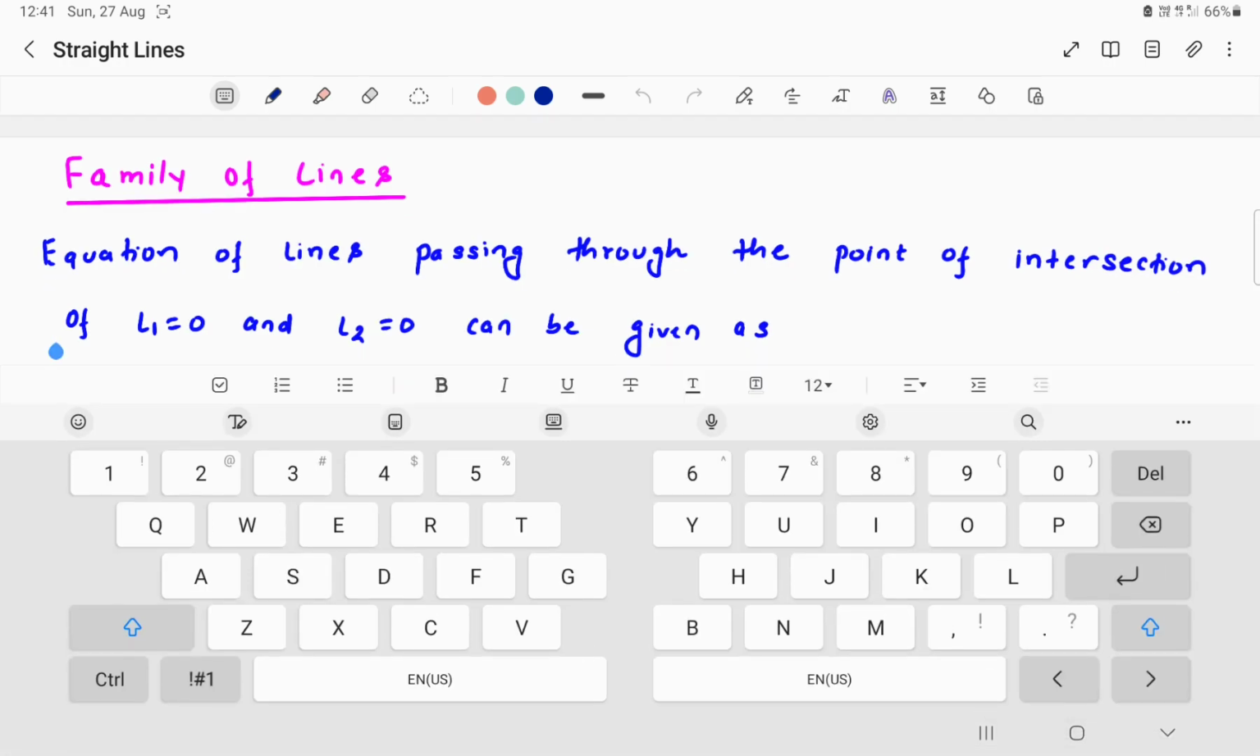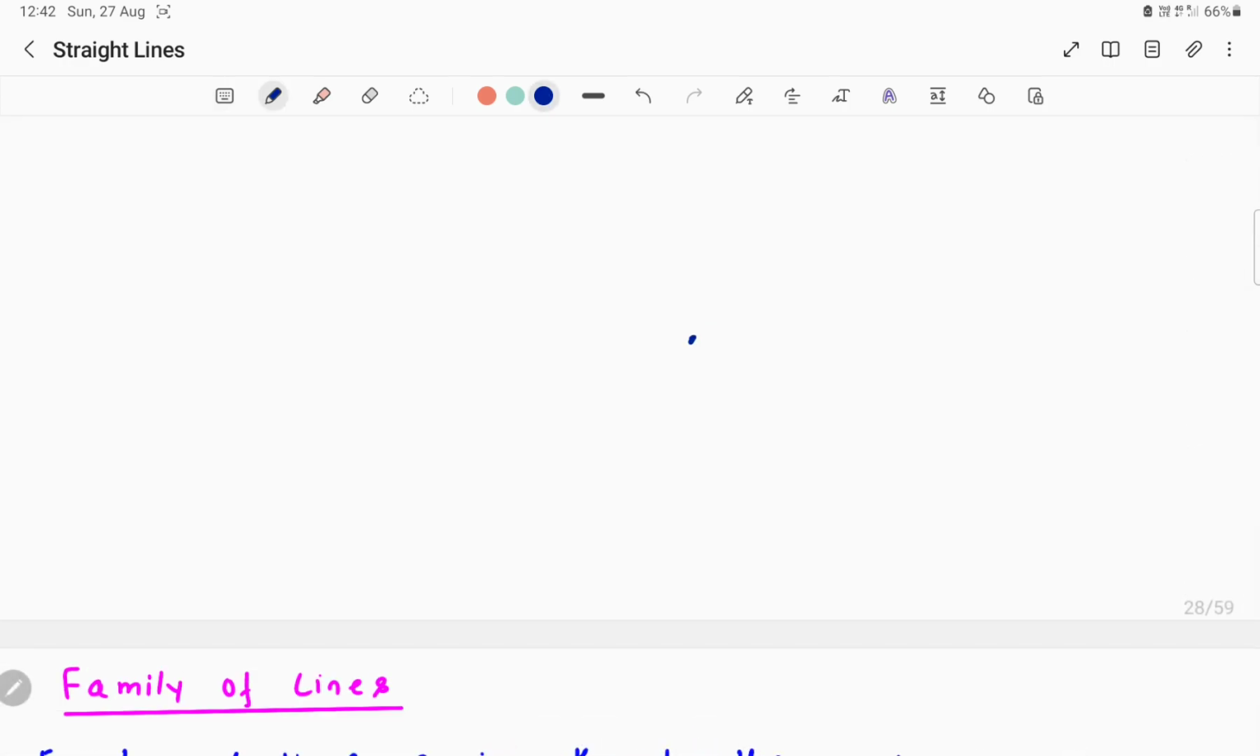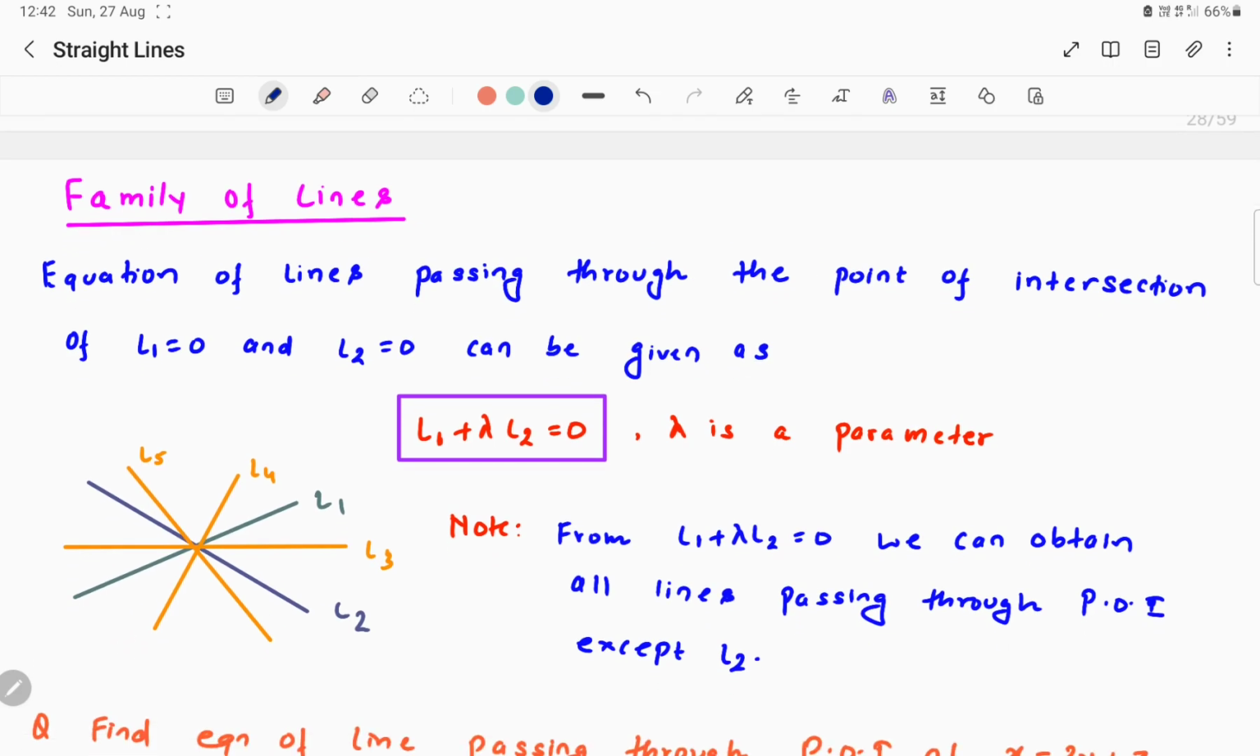Okay, so basically what is a family? Think like this. There is an origin point, isn't it? And from there, let's say there is a person who has two sons. The sons will have individual families, isn't it? So when we try to trace back all these branches, it will come to a single point. So in straight lines, what we can define is the equation of lines passing through the point of intersection of two lines L1 and L2. The lines passing through the point of intersection of L1 and L2 are going to be called a family of lines, not the equation.